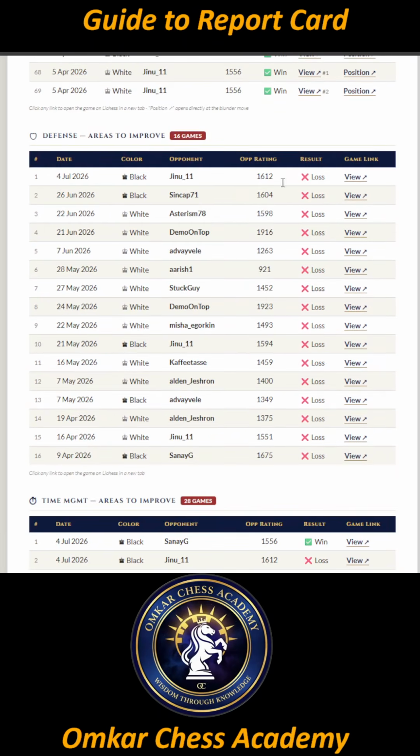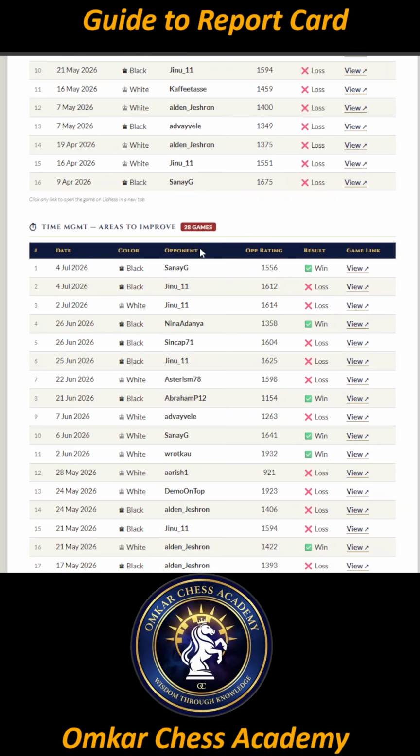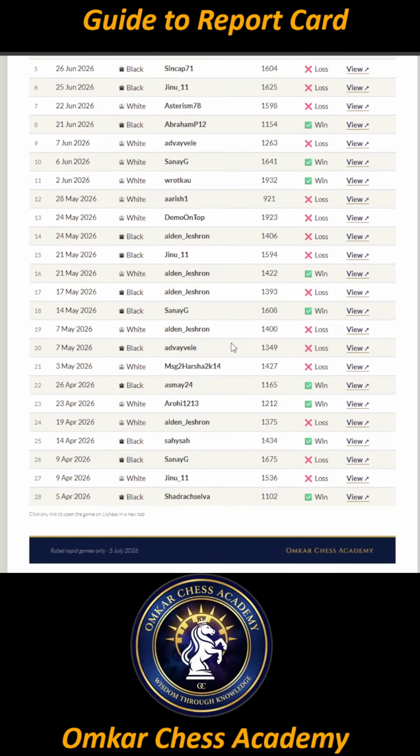A defense area shows the games in which the defensive opportunity was there but was not utilized. And the time management shows the number of games where a student played very quickly and got in trouble. So these segments help students to understand more about their play and helps them to improve their performance.